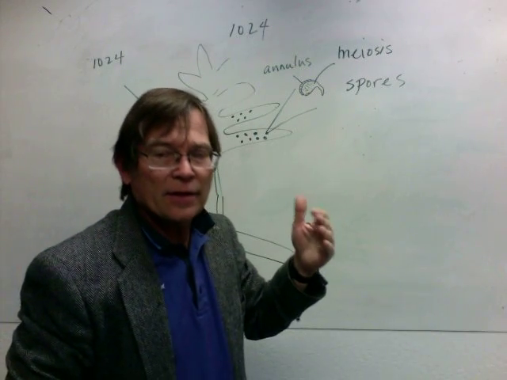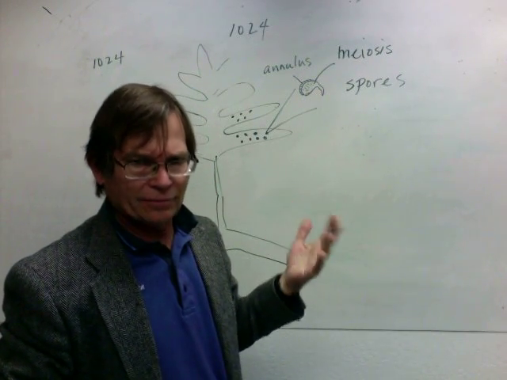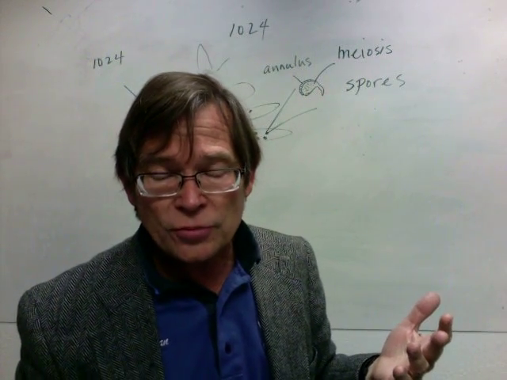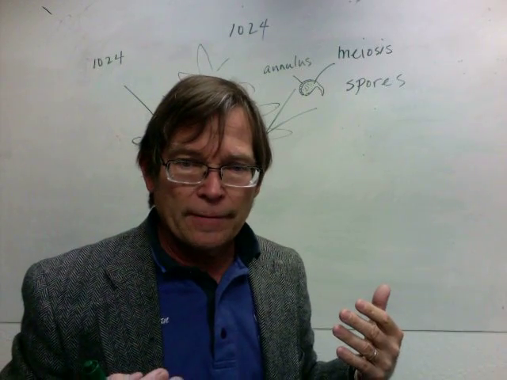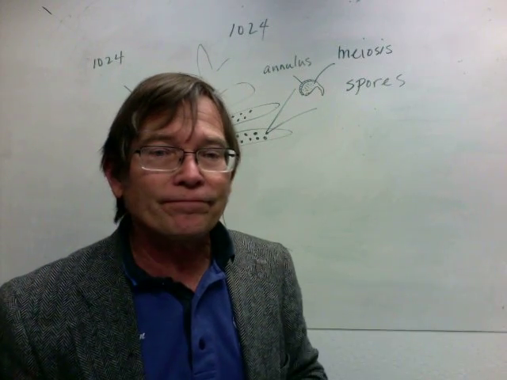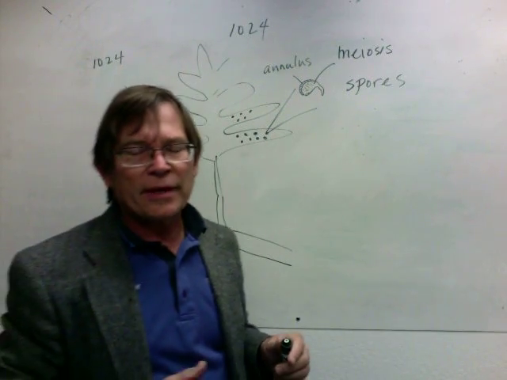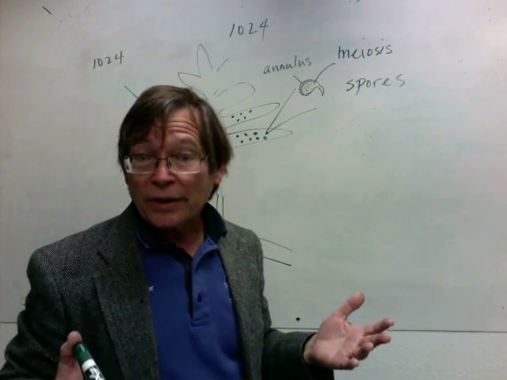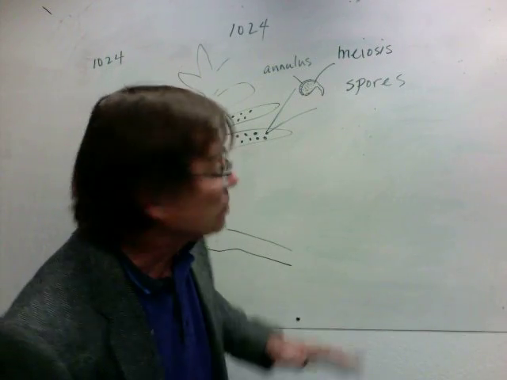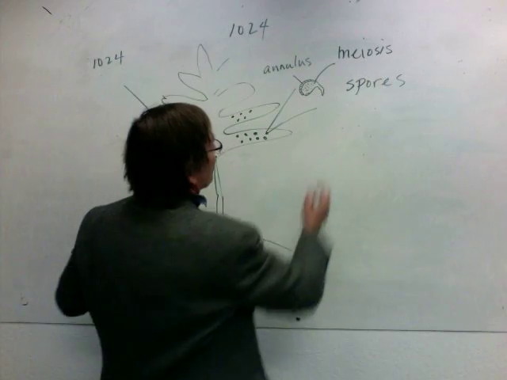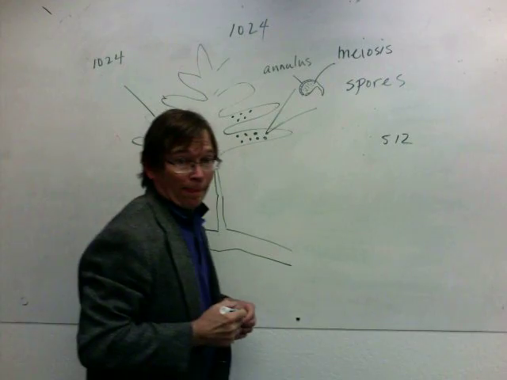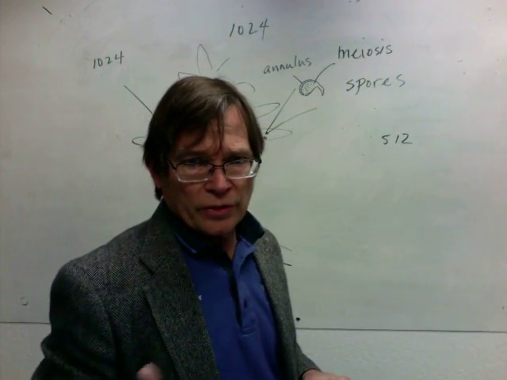So remember, meiosis is reduction division. It halves the number of chromosomes. So in a human being, for example, 46 chromosomes. Meiosis takes place in the reproductive organs, in the testes, for example, or in the ovary, and so that number would be 23. So the eggs have 23, the sperm have 23. Okay? So I'm sure you figured it out already. So these spores would contain 512 chromosomes. Okay? Half the number, reduction division.